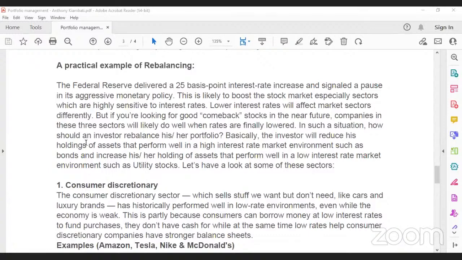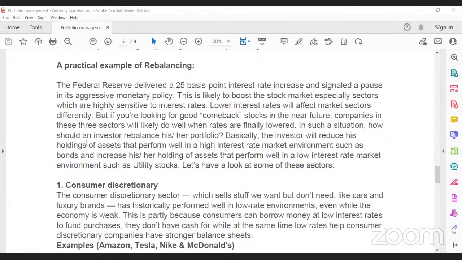For the longest time, especially since 2022, they've been hiking rates aggressively. We came from 75 basis points to 50 basis points, and now 25 basis points. And yesterday, when they hiked interest rates, they said that this would be the signal that this was the last hike, and now we're going to get a pause in interest rates.